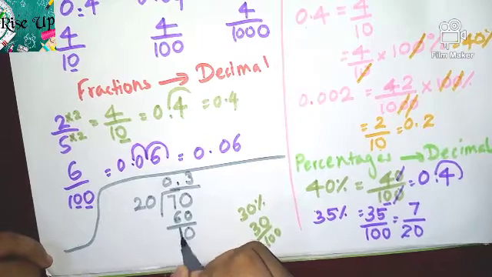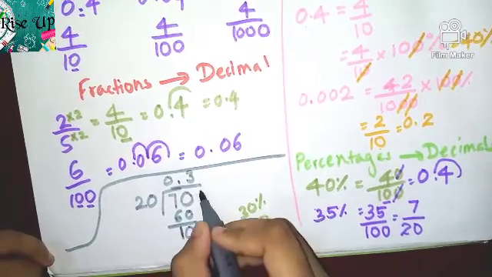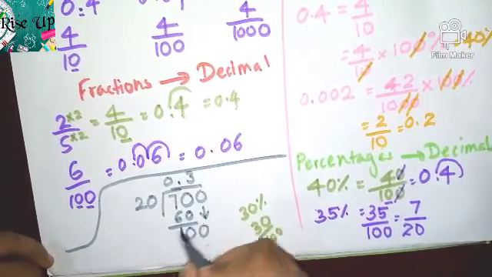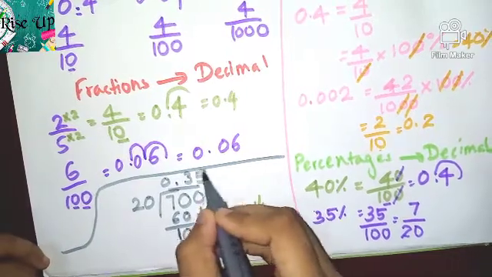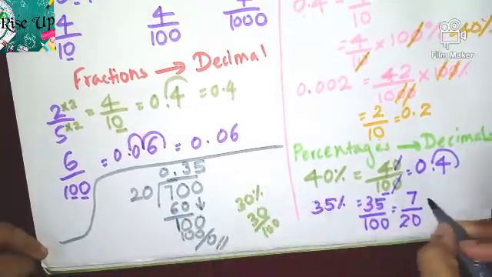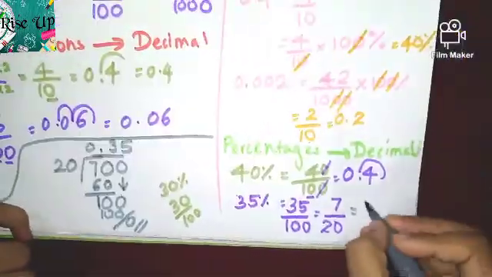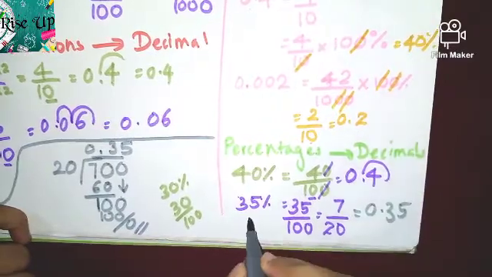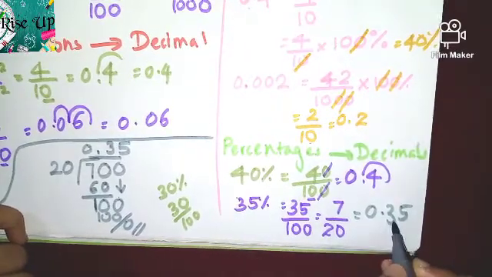So 10. In 10 there are no 20s, so we take another 0 and bring it here. That is 100. In 100, how many 20s are there? 5. 20 times 5 is 100. Now the balance is 0. Our answer is 0.35. So 35% we can write as 0.35.